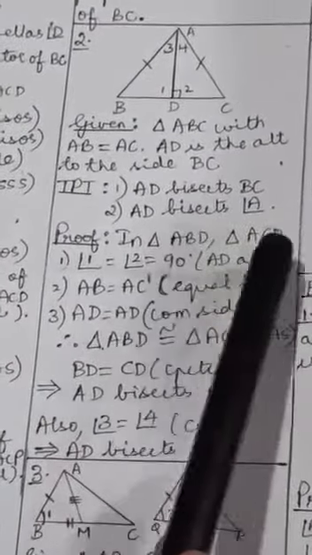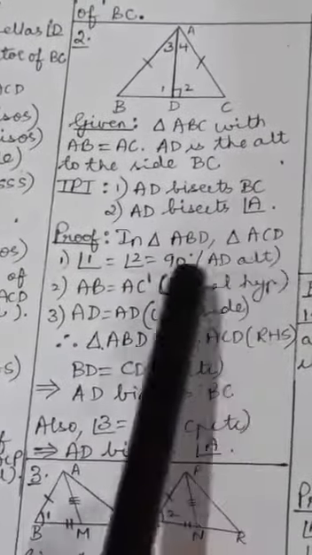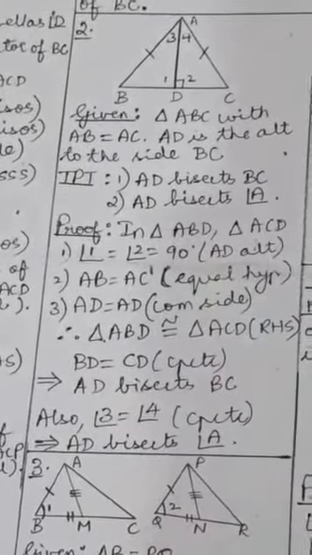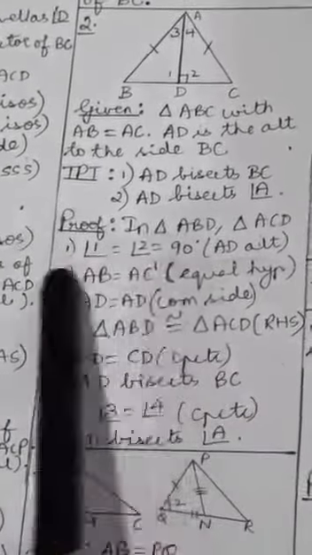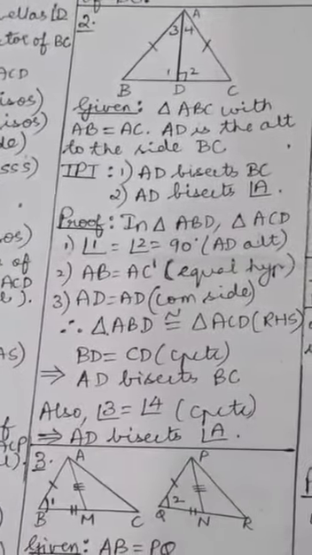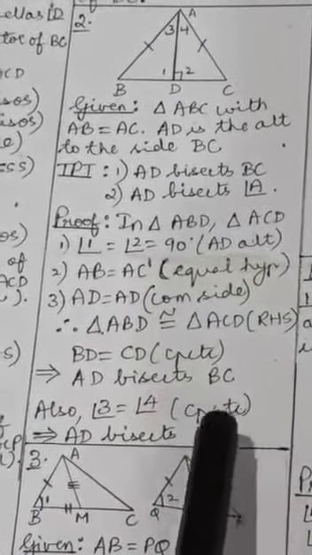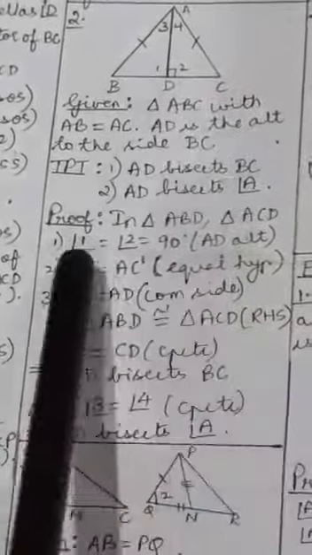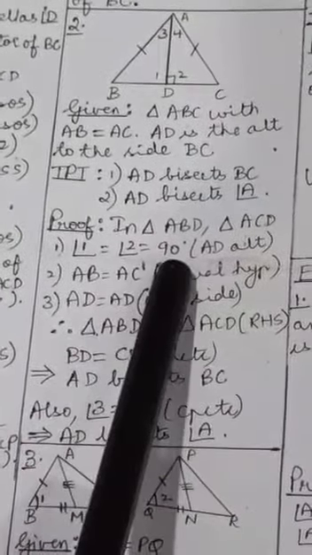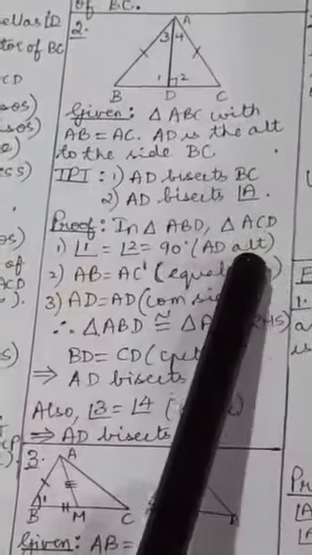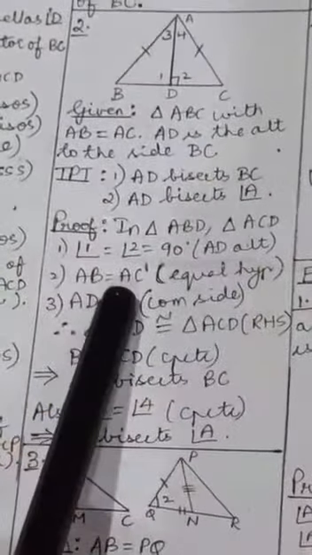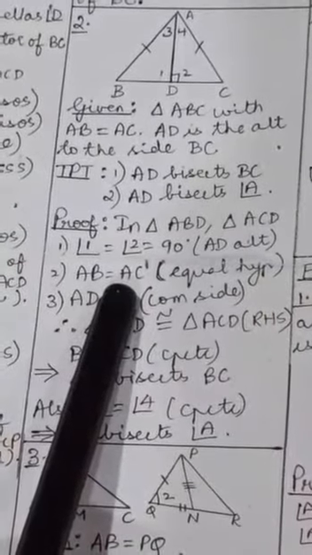So in triangles ABD and ACD, list out the equal pairs of angles or sides you have. Three pieces of information are sufficient, but they should make some congruence rule. Alright. So now what do we know? We know that angle 1 is equal to angle 2, 90 degrees, because AD is the altitude. And we also know that AB is equal to AC. Why is AB equal to AC? It's given to us. But what is special about AB and AC?